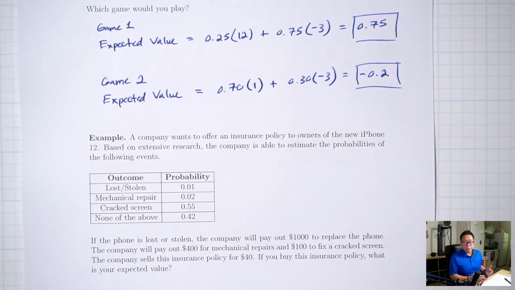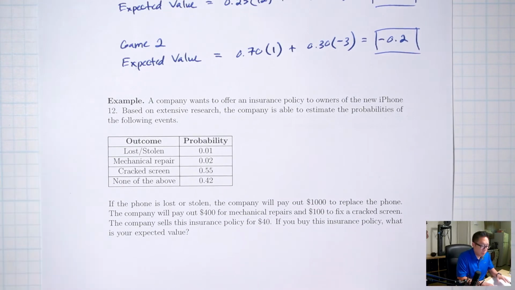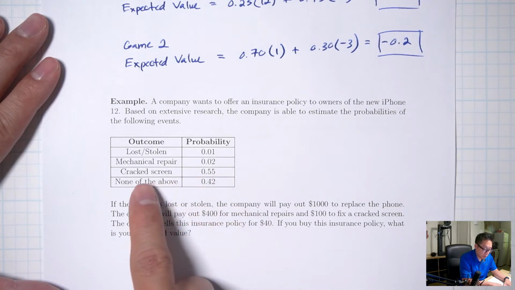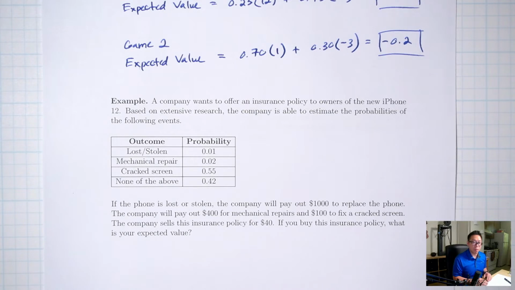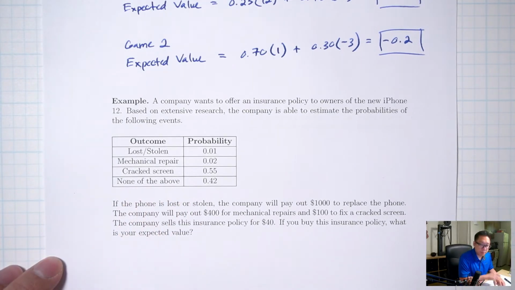So at some point in your life, you probably have to buy insurance or deal with insurance. And that's exactly a game of this type. Here, a company wants to offer an insurance policy to owners of the new iPhone 12. Based on extensive research, the company is able to estimate the probabilities of the following events. Lost or stolen phone, 0.01, mechanical repair, 0.02, cracked screen, 0.55, none of the above, 0.42. So if you're super careful with your phone, you're probably in the none of the above category.